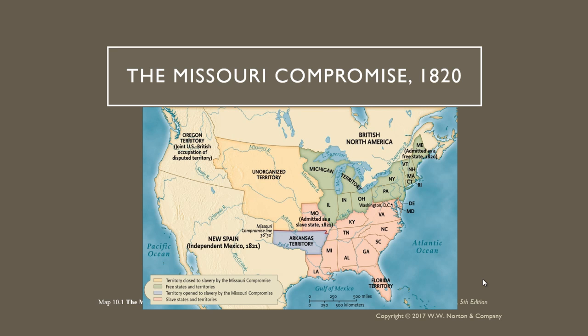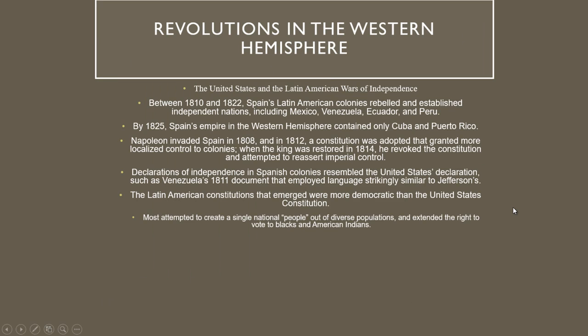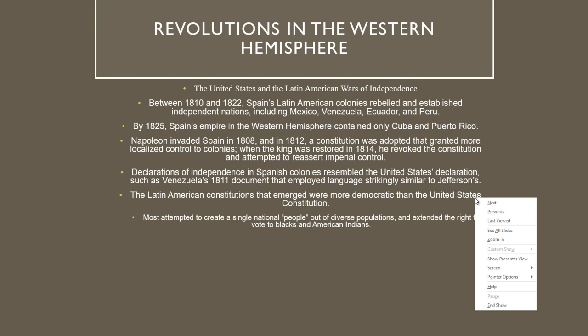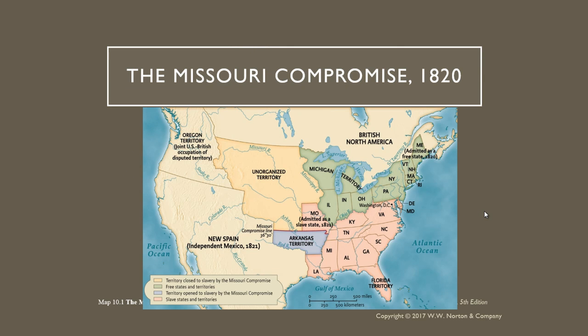And just to map, we can see the unorganized territory, the green states here are the free states, the pink states are the slave states. The Missouri Compromise temporarily settled the question of expansion of slavery by dividing the Louisiana Purchase into free and slave states.